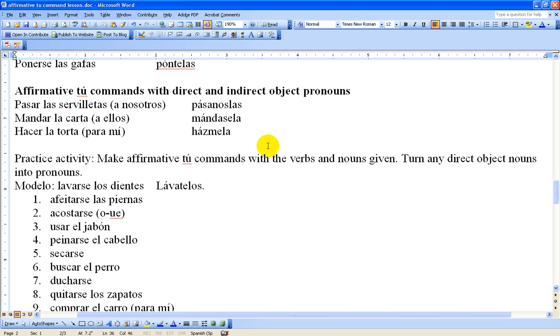Hacer la torta para mí. So hopefully remember that hacer is one of the irregular affirmative tú commands. Goes to haz. To me will change to me. The sandwich will change to la. Hazmela. Make it for me.